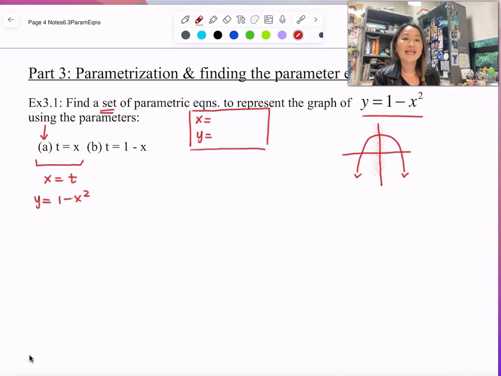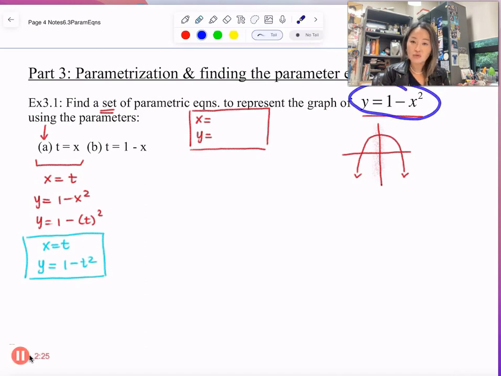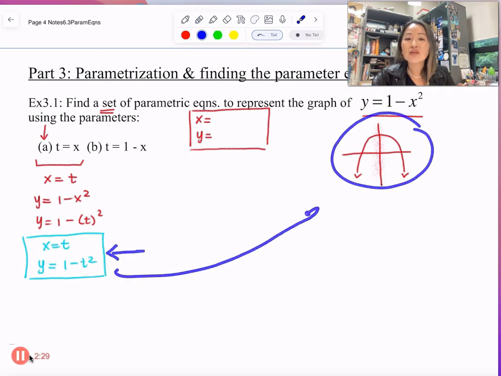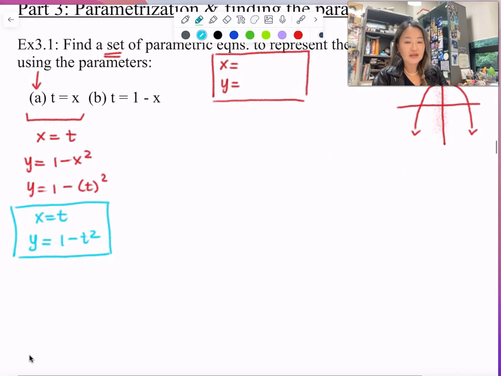We don't want to use any x's, right? We want to substitute a t for the x. So what do we have? Our parametric equations: x equals t, that's my first part of the set, and y equals 1 minus t squared. And that is my parametric equation for this particular rectangular graph. If I take t from negative 2 to 2, I get this exact graph, but maybe with a little bit more information. We'll talk about that later.